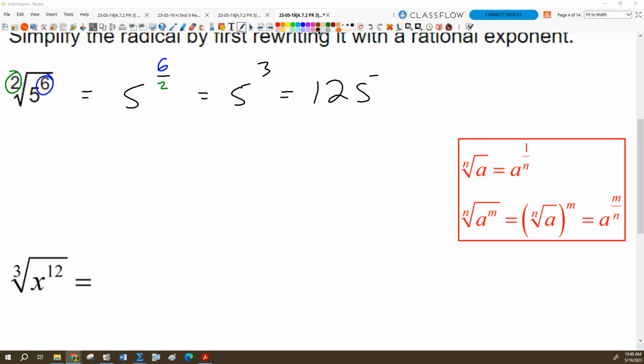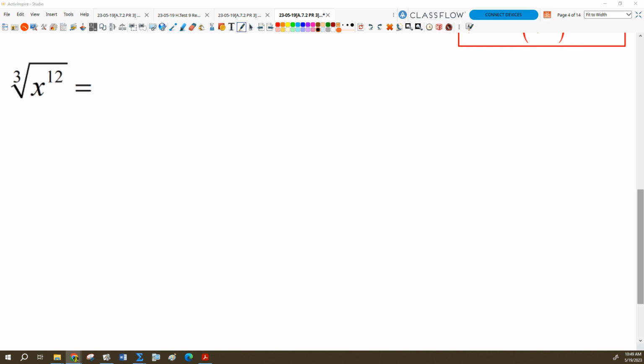Absolutely. So take the next one. What are we going to do there? It's going to be x to the 12 thirds, which just becomes x to the fourth. Way easier, right? That'd be your answer. Yeah, that's simplified. Absolutely.